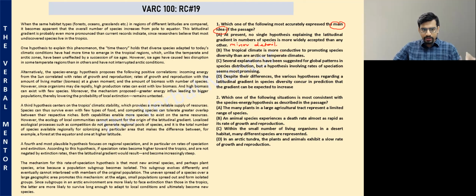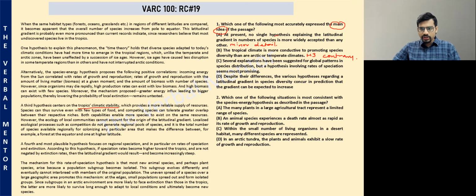Option B, the tropical climate is more conducive to promoting species diversity than Arctic climate is. Well, this is nothing but hypothesis 3. Tropical climate is more favorable for a higher number of species. But hypothesis 3 is rejected by the author. He finds it problematic. Therefore, this option B is contrary to the author's point of view. This can't be the main idea of the passage.